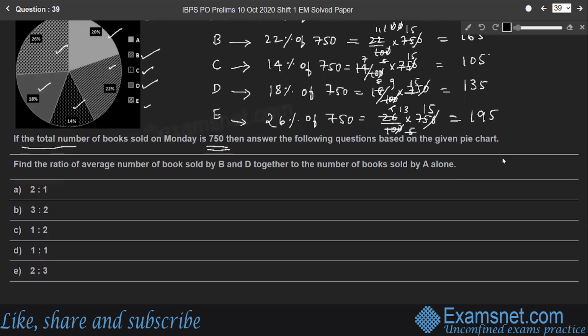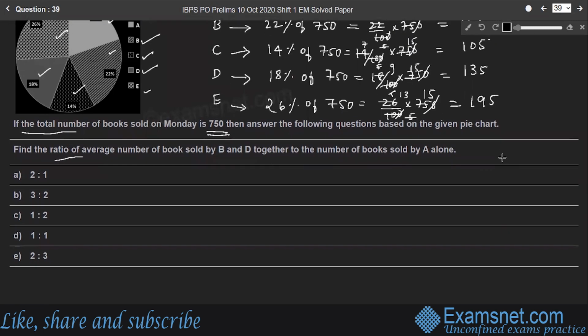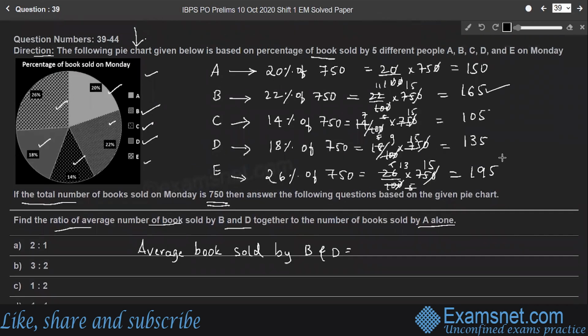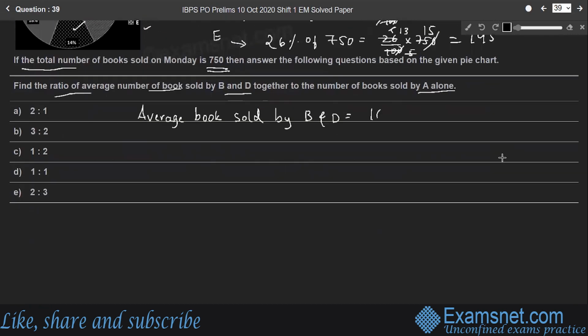Here the question is, find the ratio of average number of books sold by B and D together to the number of books sold by A alone. Right? Here average books sold by B and D together. Only 2 persons, right? Which is equal to 165 and 135, right? So 165 plus 135 divided by 2.